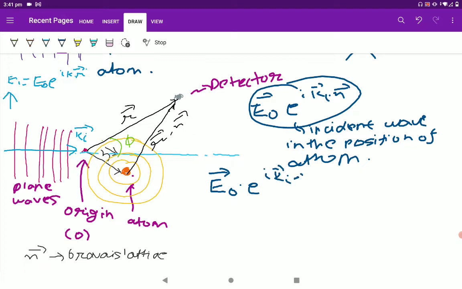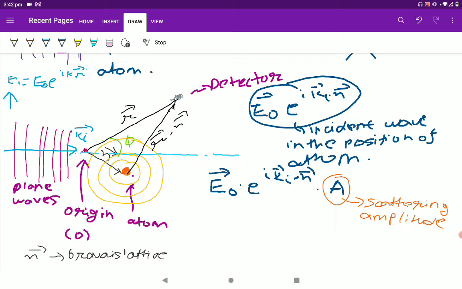So multiplying with this scattering amplitude, our expression becomes ki dot n vector. This is the amplitude. So we call this the scattering amplitude. So what is scattering amplitude? Scattering amplitude is the capacity of the oscillating atom to scatter the electromagnetic wave.